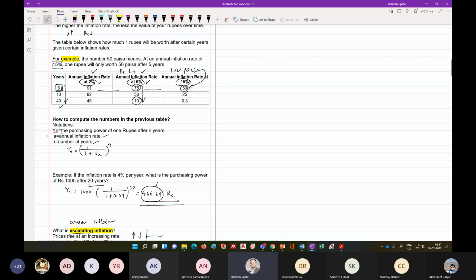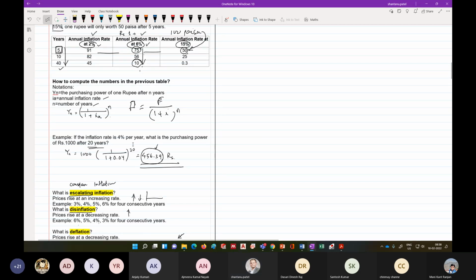And how do you calculate the value of money if the inflation rate is this much? It's the same formula we are using: the present value P equal to F divided by (1 plus i) to the power n. And we solved this problem: if the inflation is this much, how much purchasing power will 100,000 rupees have? Just 1000 divided by (1 plus i) to the power 20, that gives us the inflation.